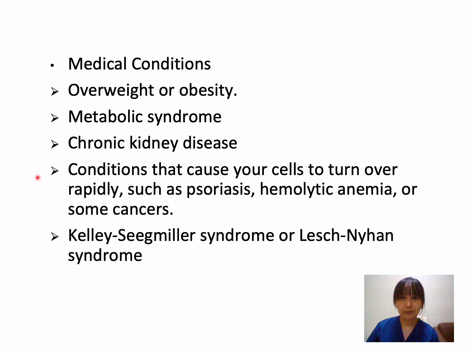Conditions that cause cells to turn over rapidly, such as psoriasis, hemolytic anemia, or some cancers, and cancer treatments like chemotherapy and radiation. Also, Kelley-Seegmiller syndrome or Lesch-Nyhan syndrome, two rare conditions in which the body either does not have the enzyme that regulates urate levels or does not have enough of that enzyme.